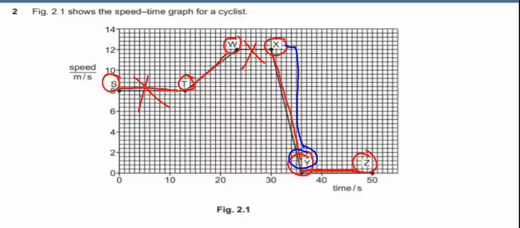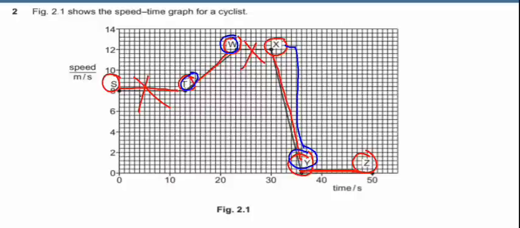Then as for Roman numeral number 3, constant non-zero acceleration. You need to understand here, they are not saying zero acceleration, but they are saying constant acceleration or non-zero acceleration. So meaning here, we can just say T and W.